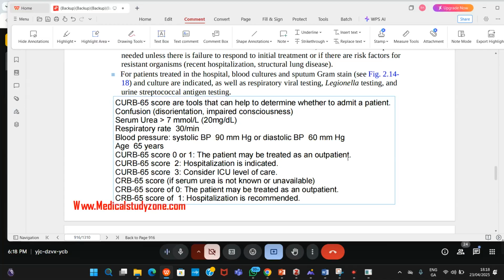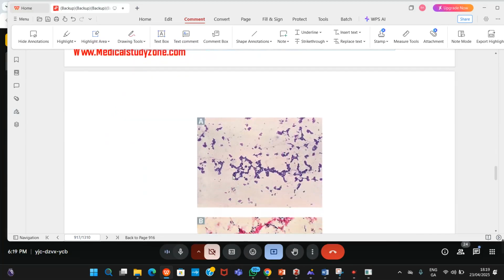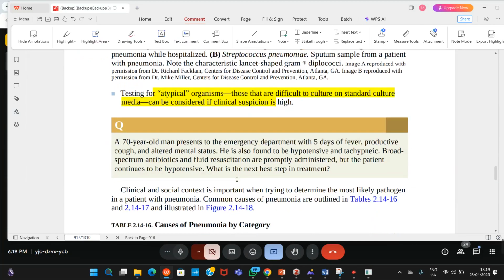Any score of 0 to 1, you can manage as an outpatient. Score of 2, hospitalize. Score of 3, consider for ICU. It's just as simple as that. 0 to 1, outpatient. 2, hospitalize. 3, admit to the ICU.